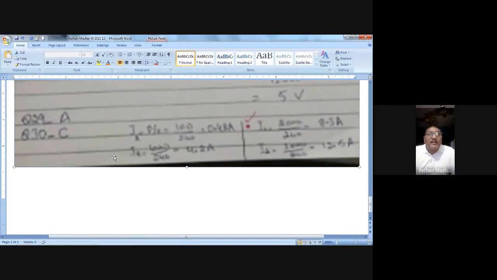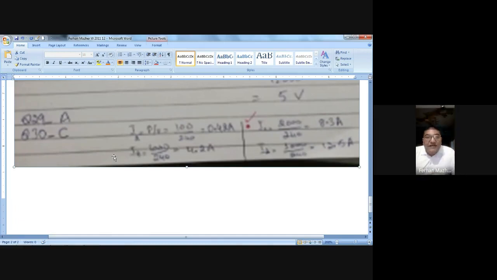So I calculated IA, which was 100 divided by 240. The answer is 0.42 ampere, and I calculated IB, that is 100 divided by 240. The answer is 4.2 ampere. I calculated IC, that is 2000 divided by 240, and the answer is 8.3 ampere. And I calculated ID, that is 3000 divided by 240, and the answer is 12.5 ampere.